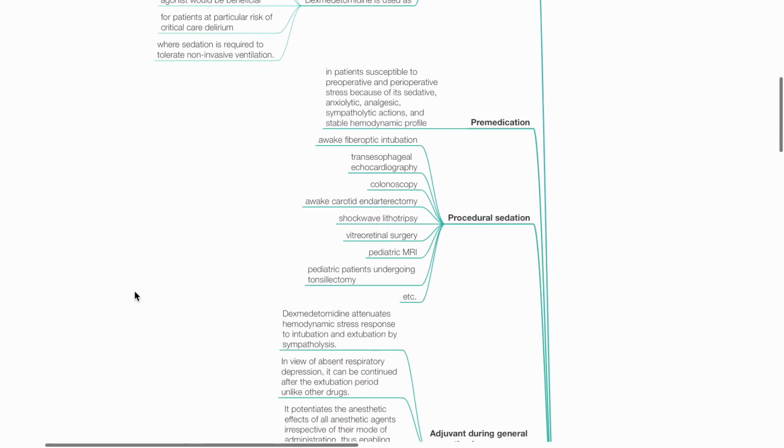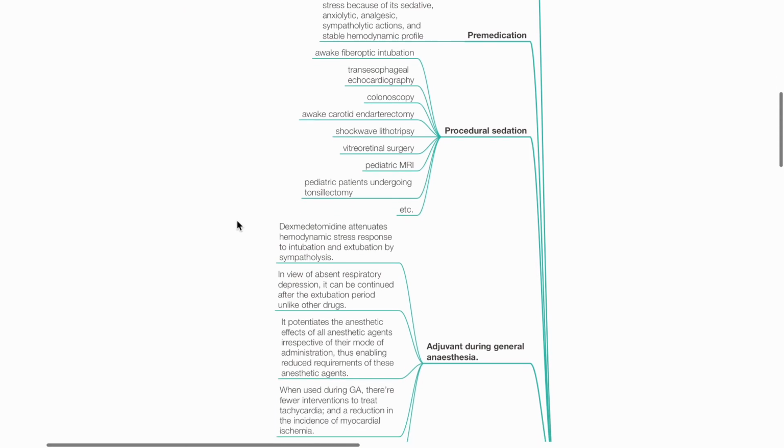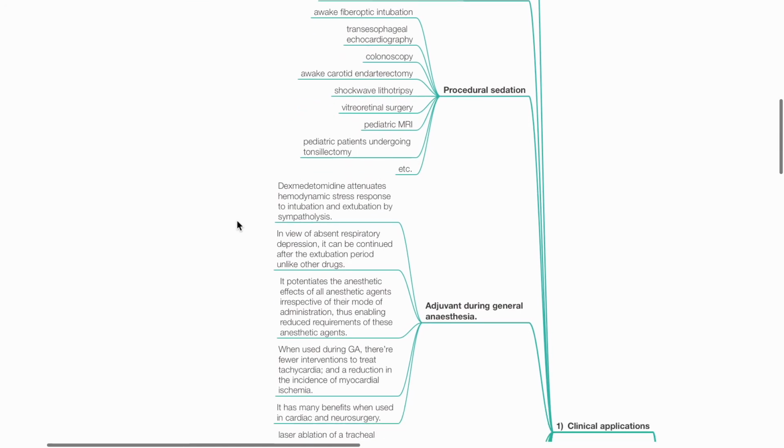Pre-medication. In patients susceptible to preoperative and perioperative stress, dexmedetomidine is beneficial for its sedative, anxiolytic, analgesic and sympatholytic actions and stable hemodynamic profile. Dexmedetomidine has been used for procedural sedation in various procedures such as awake fiber optic intubation, transesophageal echocardiography, colonoscopy, awake carotid endarterectomy, shockwave lithotripsy, vitreoretinal surgery, pediatric MRI, and pediatric patients undergoing tonsillectomy.